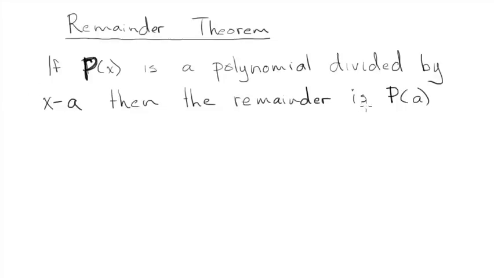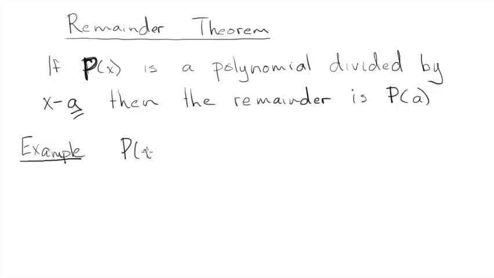Then the remainder is that polynomial evaluated at the number a. It might help to see an example to see exactly what this theorem is saying, if you're not completely clear with what we're saying here. So let's take an example.